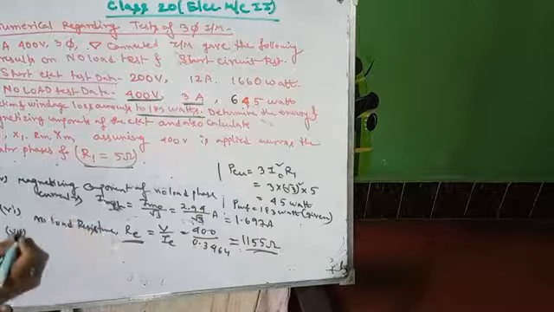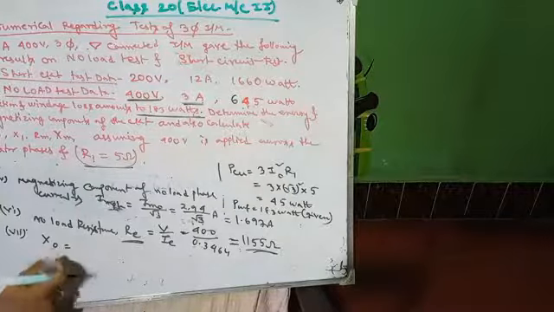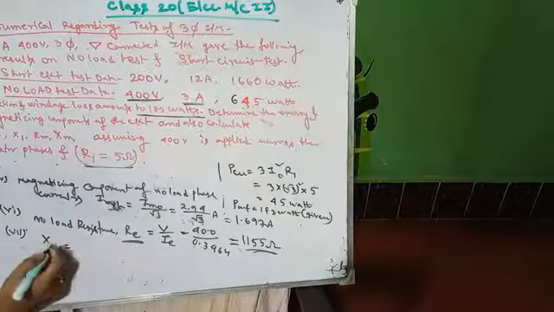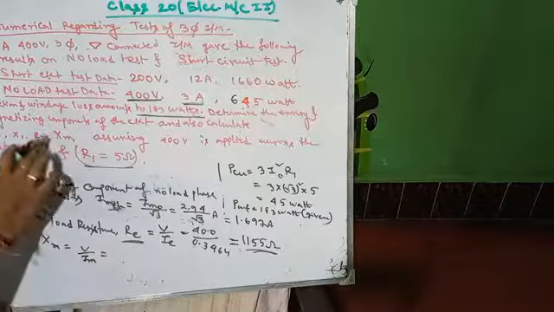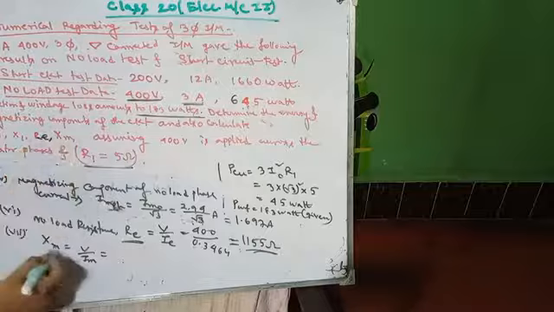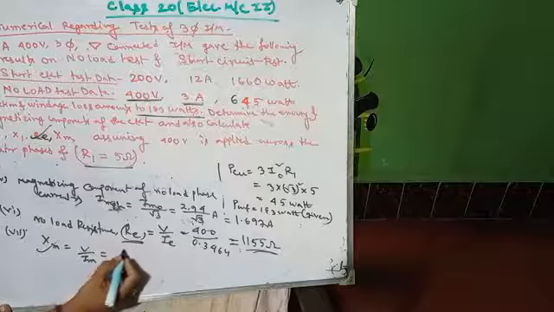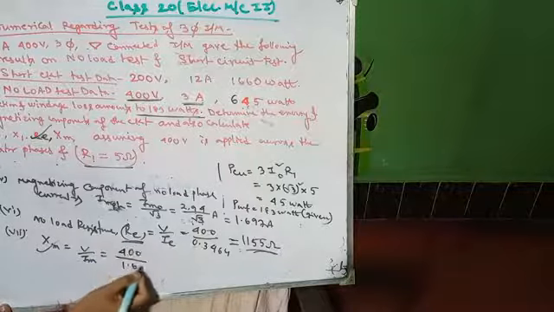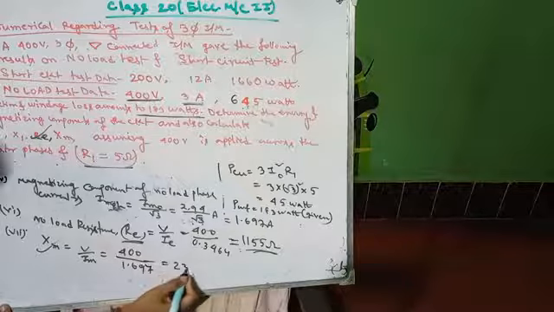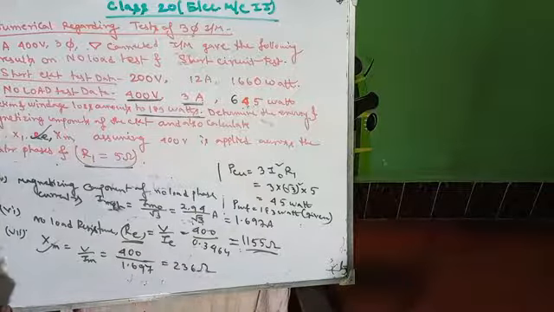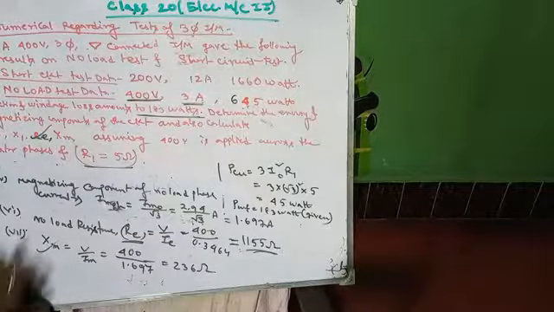Okay, so now the next one, X naught, that is no load magnetizing reactance, X naught, which will be equals to, or you can say XM. You can say XM equals V by IM. Here you have to find RE and XM. Okay, this is RE and this is XM. V by IM, that will be 400 by IM, and IM equals to 1.697. That will be equals to 236 ohm. So these two parameters you have to find. Okay, so these 7 points you have to do for the no load test.